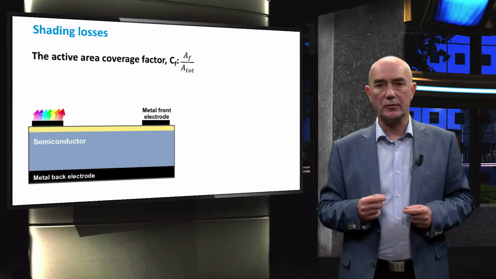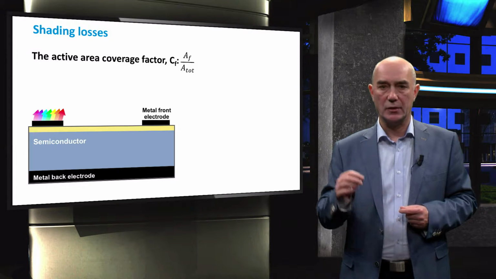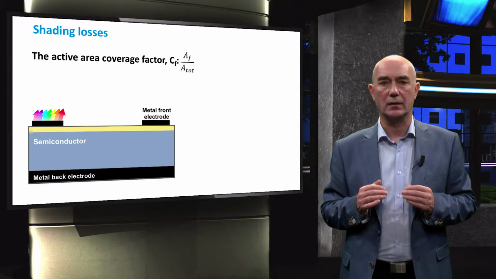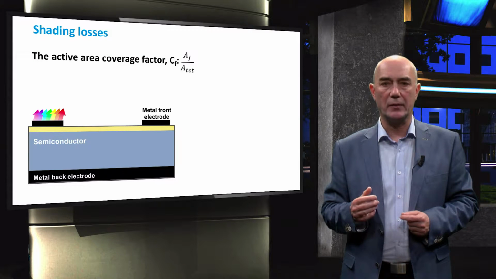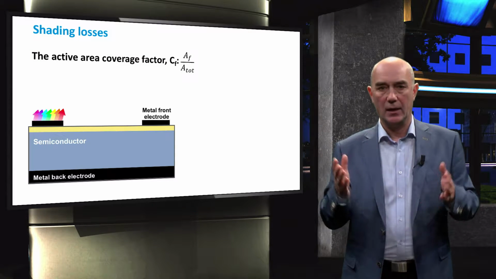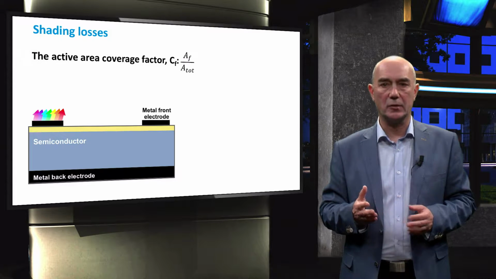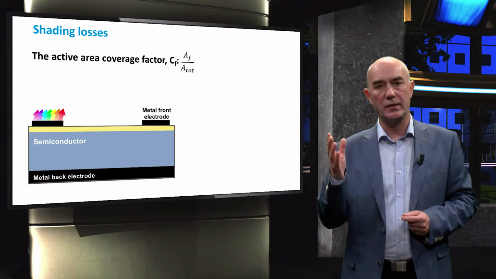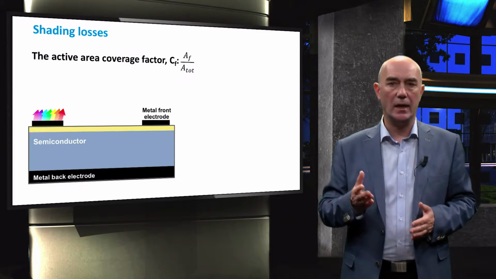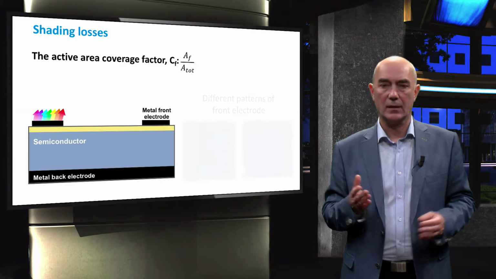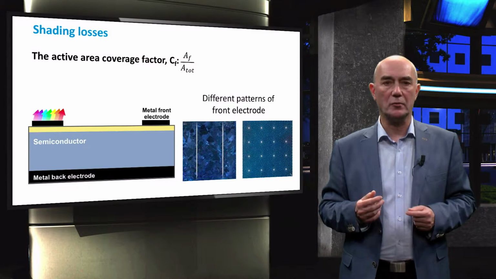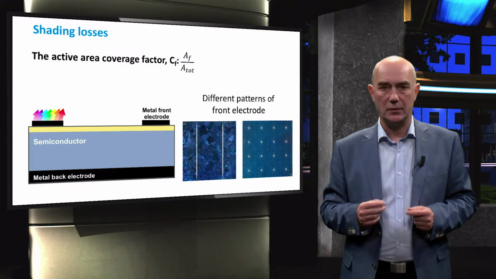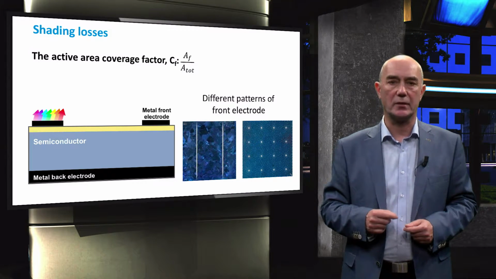The metal front electrode is opaque to the incident light, so the area that is covered by the front electrode decreases the active area of a solar cell. We can denote the total area of a solar cell as ATOT, and the cell area that is not covered by the electrode as AF. We define the active area coverage factor CF using the ratio of AF to ATOT. Different patterns of front electrodes are used to overcome the shading loss. There has been a lot of work to minimize the metallization at the front of the solar cell.